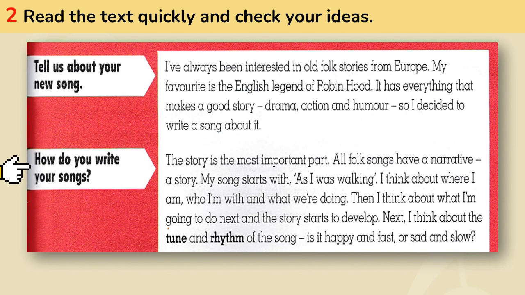How do you write your songs? The story is the most important part. All folk songs have a narrative, a story. My song starts with, "As I was walking." I think about where I am, who I'm with, and what we're doing. Then I think about what I'm going to do next, and the story starts to develop. Next, I think about the tune and rhythm of the song. Is it happy and fast, or sad and slow?